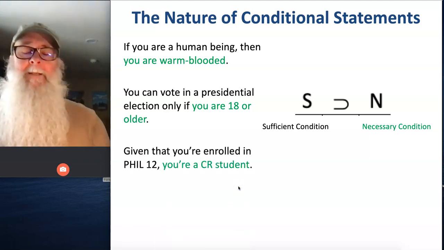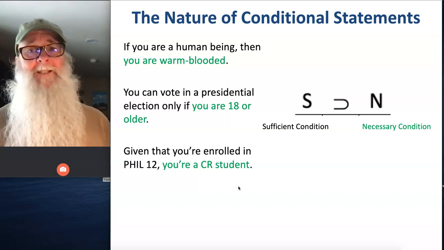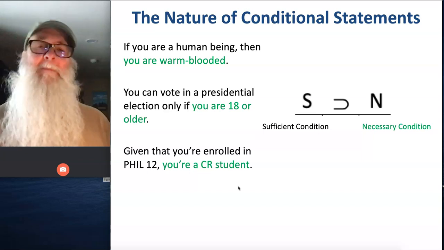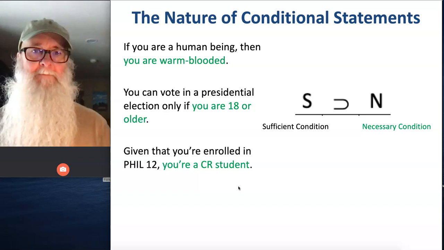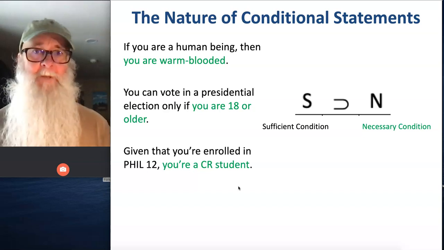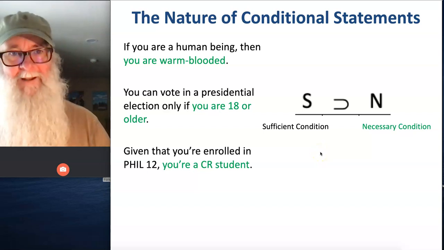And then finally, being a CR student is a necessary condition for being enrolled in Phil 12. But it's not a sufficient condition, because maybe next semester you're going to be a CR student, but you won't be enrolled in this class, hopefully, right? So, sufficient and necessary conditions. Why are we prattling on about this?